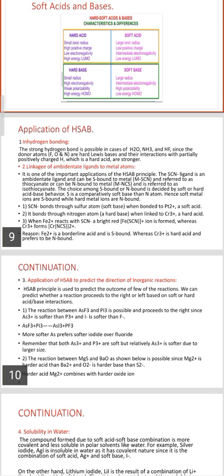Now, application of HSAB, that is where to use it. We have numerous applications of HSAB, so we now classify their uses based on these four ways. The first one is hydrogen bonding. Strong hydrogen bonds are possible in the case of water, ammonia, and hydrogen fluoride.